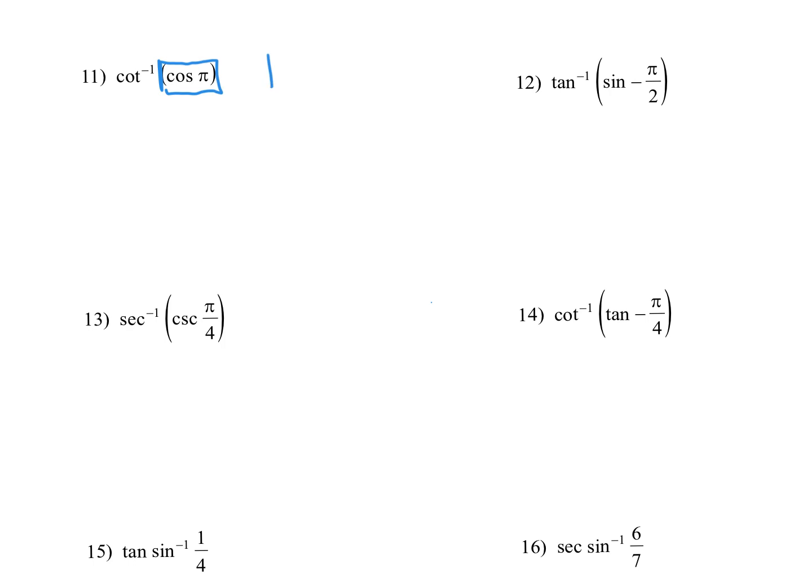Cosine of pi. So I take my unit circle, I go to pi right here. The ordered pair here is -1, 0. Cosine is the x stuff, so this whole piece right here becomes a -1. So now I have arc cotangent of -1. So you start on the inside, you evaluate, and then you go to the outside.